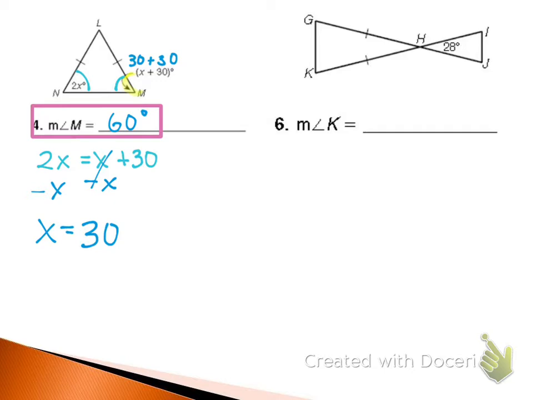This next question, the only number we have is 28. How is that helpful to me to find the measure of angle K? You can do vertical angles. What do we know about vertical angles? They're congruent.